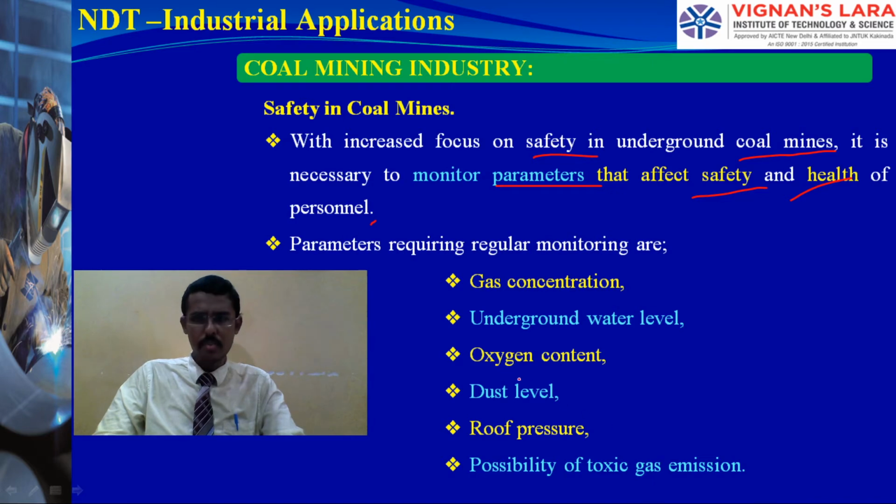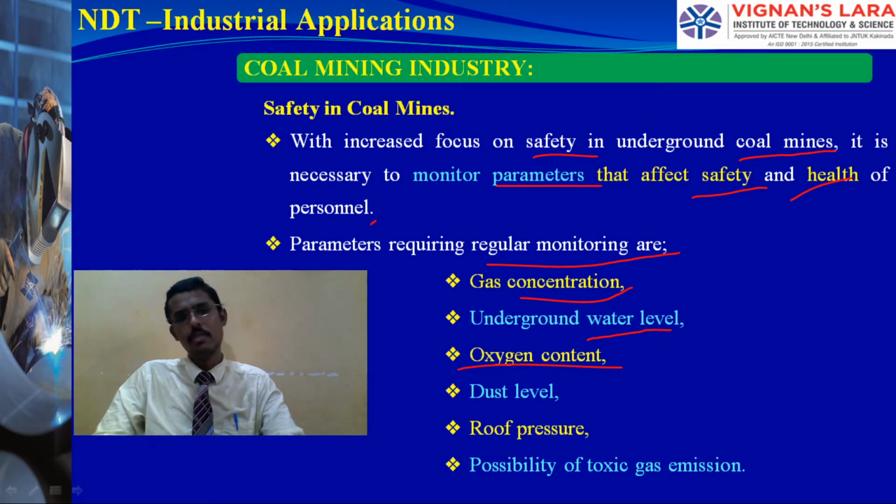So maybe a few parameters. You see what I told, oxygen content is given. The parameters required for regular monitoring are gas concentration, as a number of toxic gases will be there. So gas concentrations have to be verified for sure. Underground water level, how much? If we are going for coal mining at underground level, at 150 meters depth or something below ground level, and water comes immediately, what happens to the employee who works there? So we have to verify those things.